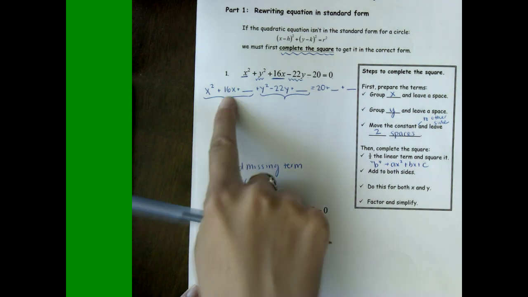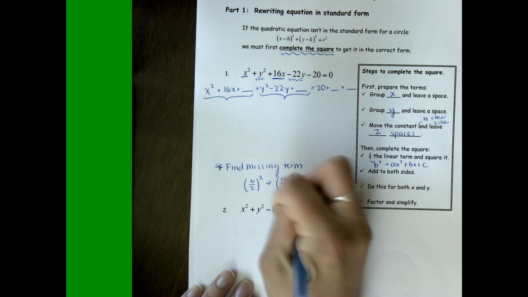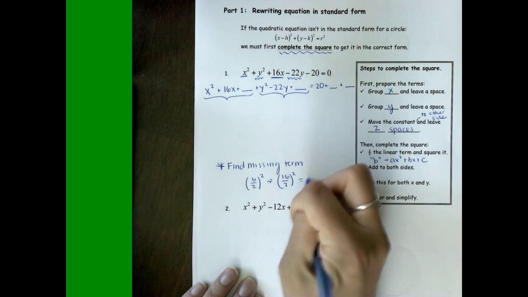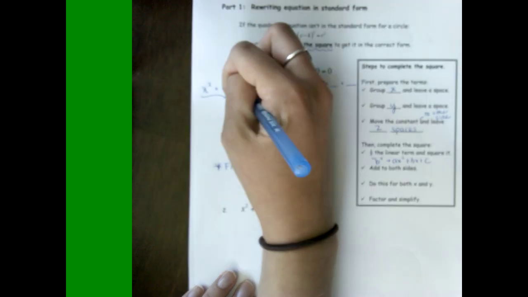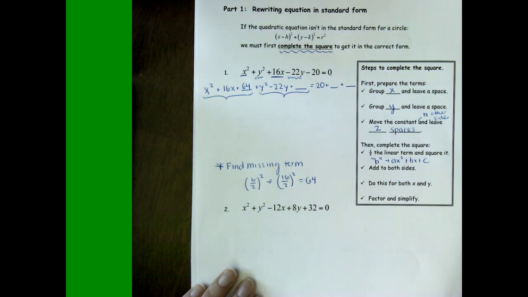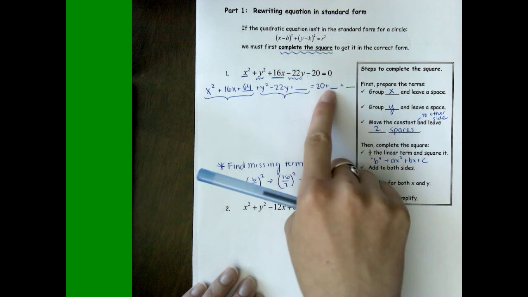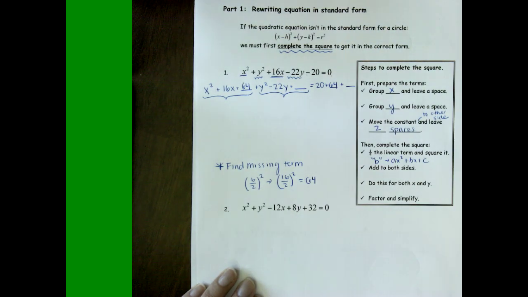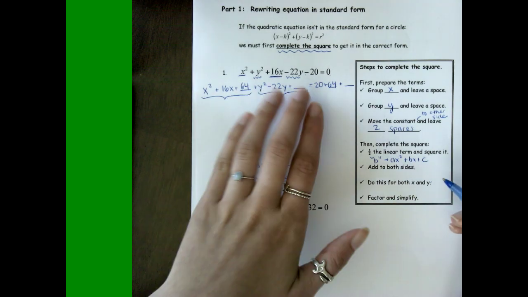So in this first one, that would be 16 over 2 squared. 16 divided by 2 is 8. 8 squared is 64. So the one that we're adding here is 64, which means that since we added 64 to this side, we have to add it to this side. So that's this step, add to both sides. Now we have to do this for both this x set of terms and the y's.